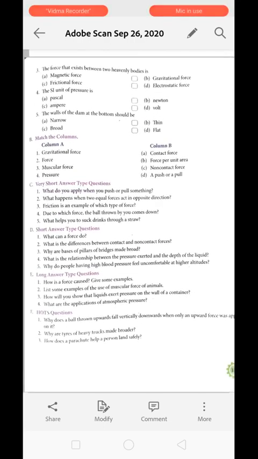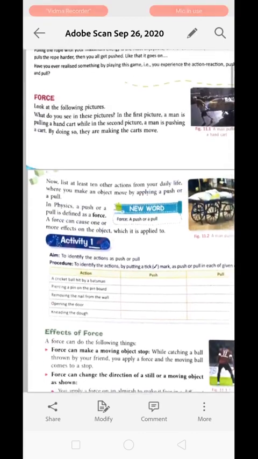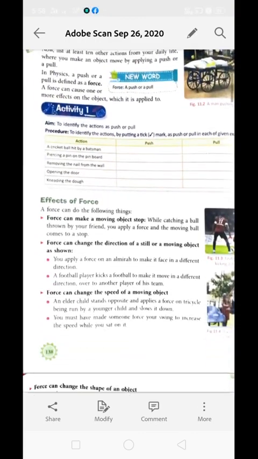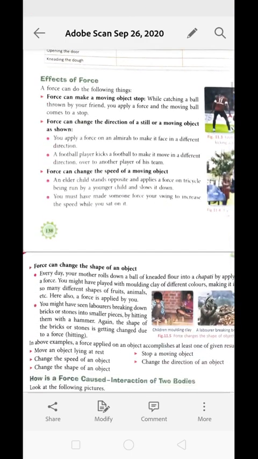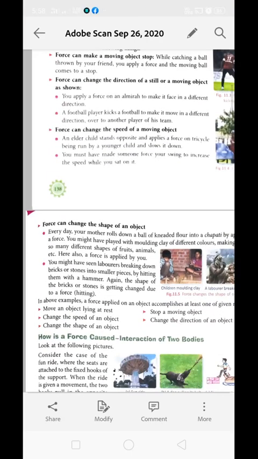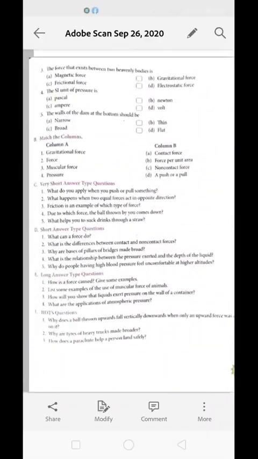Okay, what can force do? Force has 5 effects that you have studied in this chapter. You have to write about all of them. Okay, force can make a moving object stop. Force can change the direction of a still object or a moving object. Force can change the speed of a moving object. Force can change the shape of the object as well. Understood?